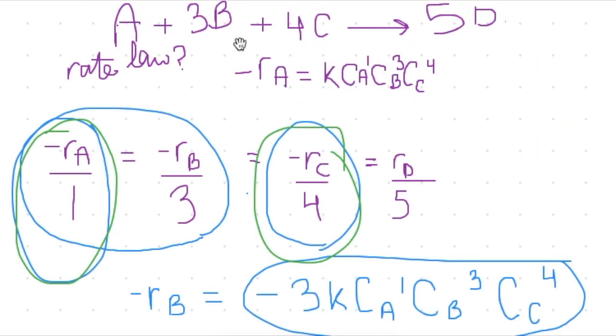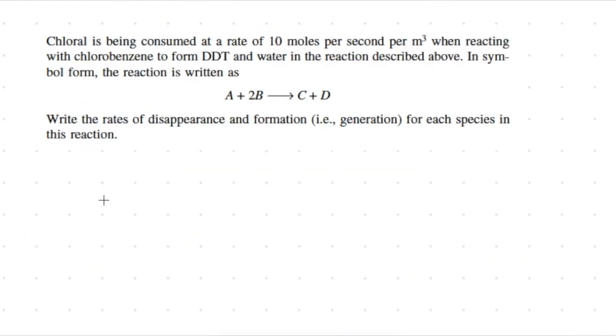So just being given a chemical reaction, this was an example of how you could find the rate law of one compound and equate all the rates to get the rate laws of all the other compounds. So let's look at this example. We need to write the rates of disappearance and the rates of appearance, which is formation or generation, for each species in this reaction. Let's start with the rates of disappearance first.